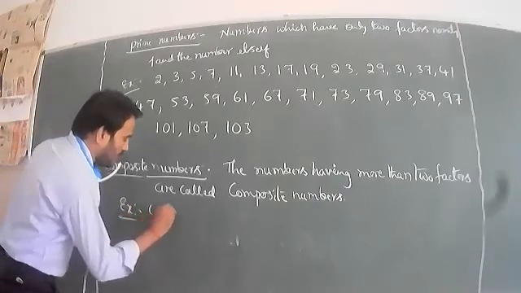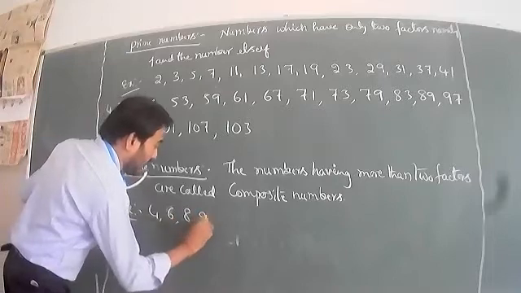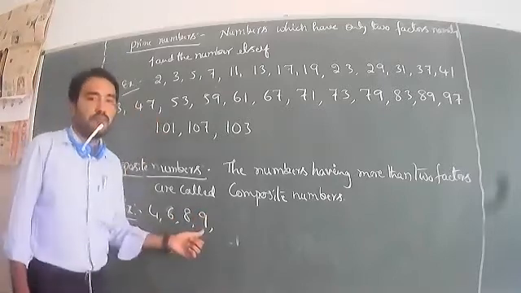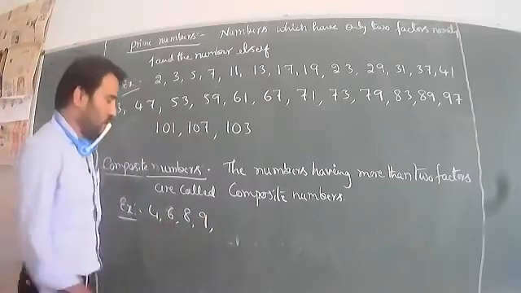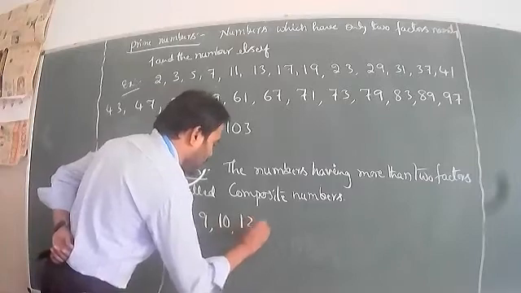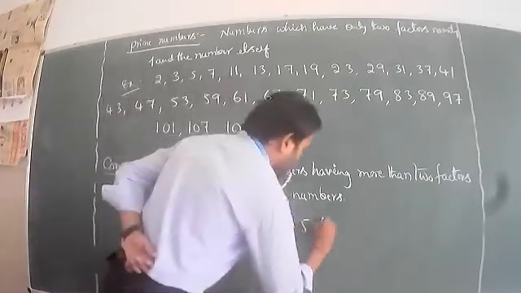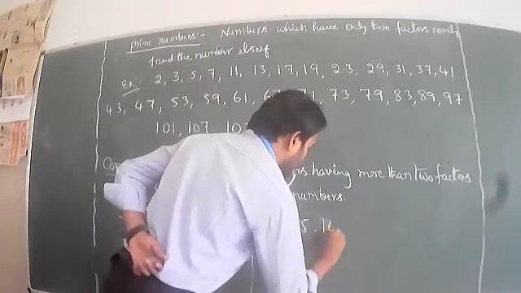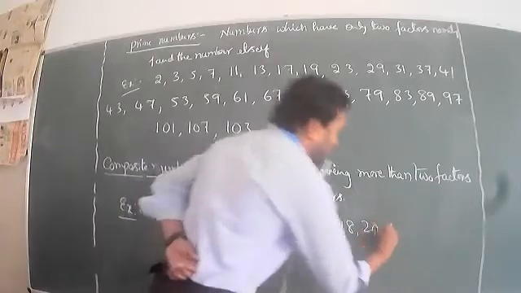4. Next, 6, 8, 9. 9 is also a composite number. 3 threes are 9, 3 ones are 3. Next, 10, 12, 14, 15. Next, 16. Next, 18, 20, etc.